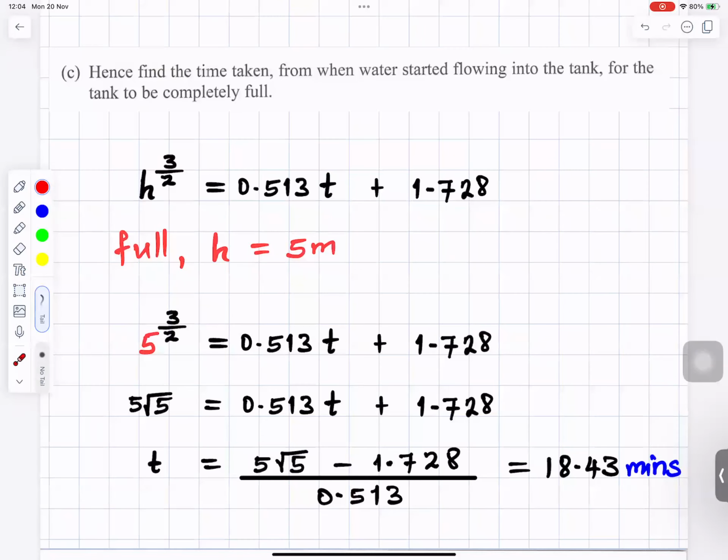Part C, find the time taken. We have that expression there. When it is completely full, the height is 5 meters. So we put h is 5, and solve that equation to find time. That will become 5 root 5 minus 1.728 divided by 0.513. It gives 18.43 minutes when it will be completely full.